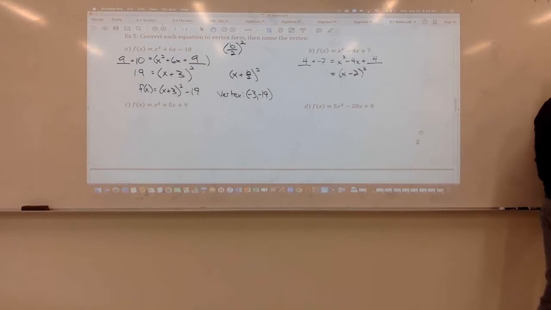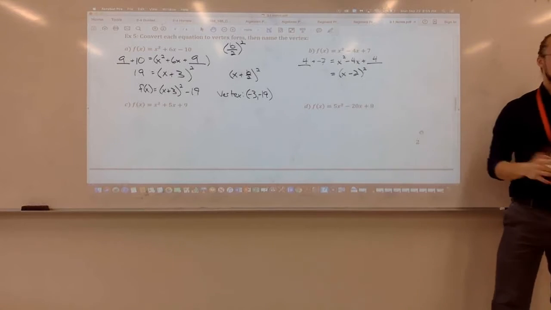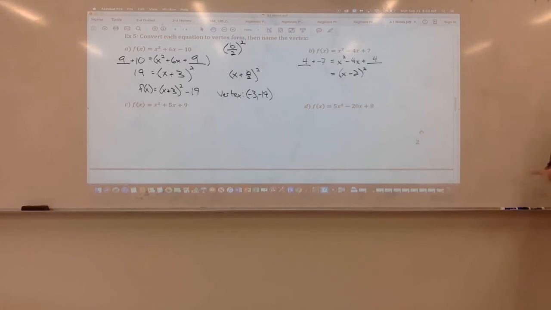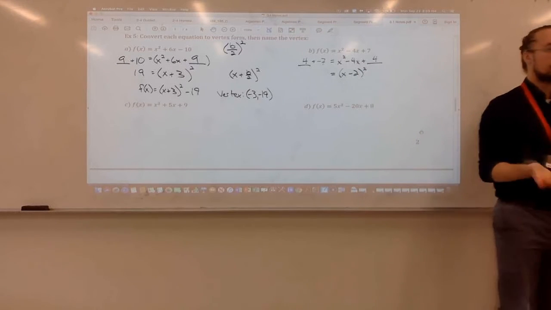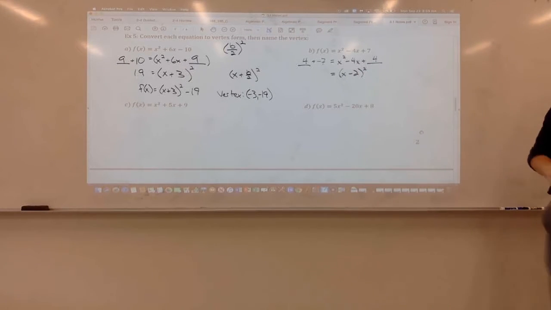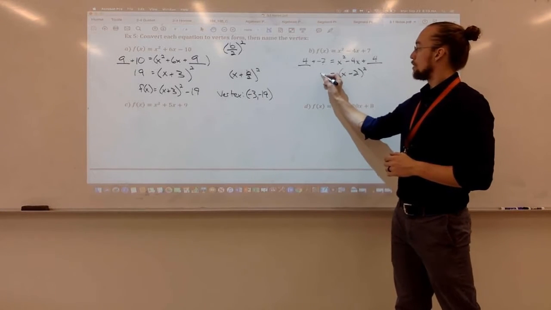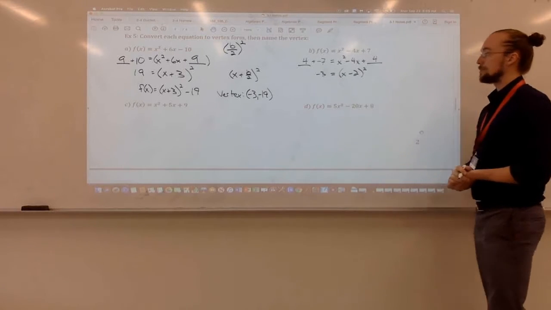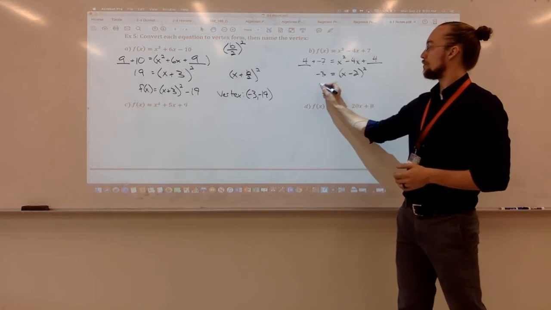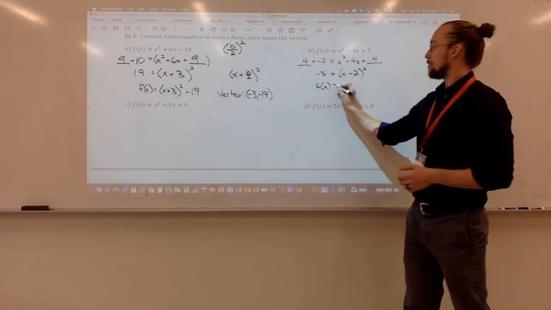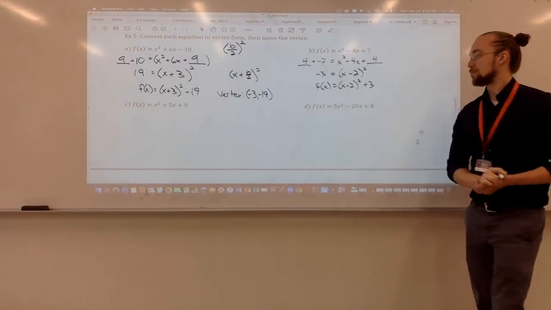And if you ever forget that trick, you can just factor this. We're looking for two numbers that multiply to positive 4 that add to negative 4. Well, negative 2 and negative 2. So this would factor into x minus 2 times x minus 2. Over here then we have negative 3. So adding the 3 back over, this becomes f of x equals x minus 2 squared plus 3.